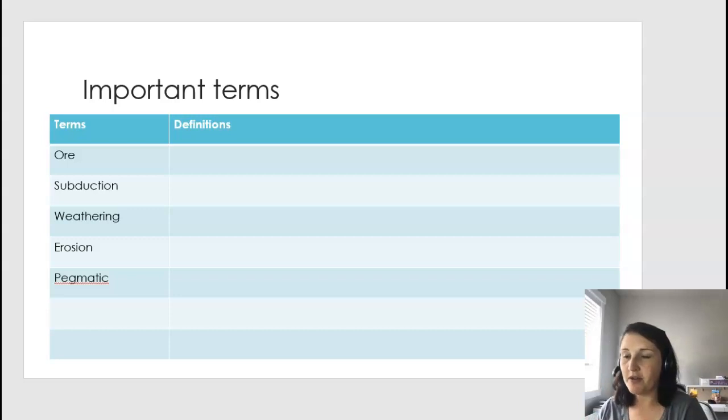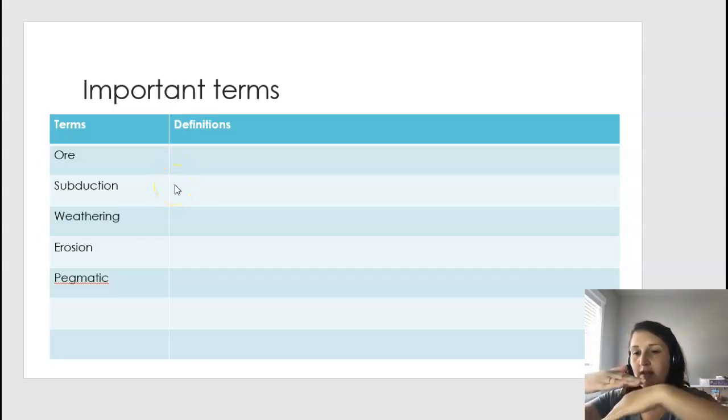Other important terms that you need to know for the Unit 3 test are ores. So an ore is any mineral that has economic value that we can take out of the earth and use for economic purposes. So iron ore, we can dig out minerals and we can use the iron to make substances. We can look for gold. We can look for aluminum. Any mineral with an economic value could be considered an ore.